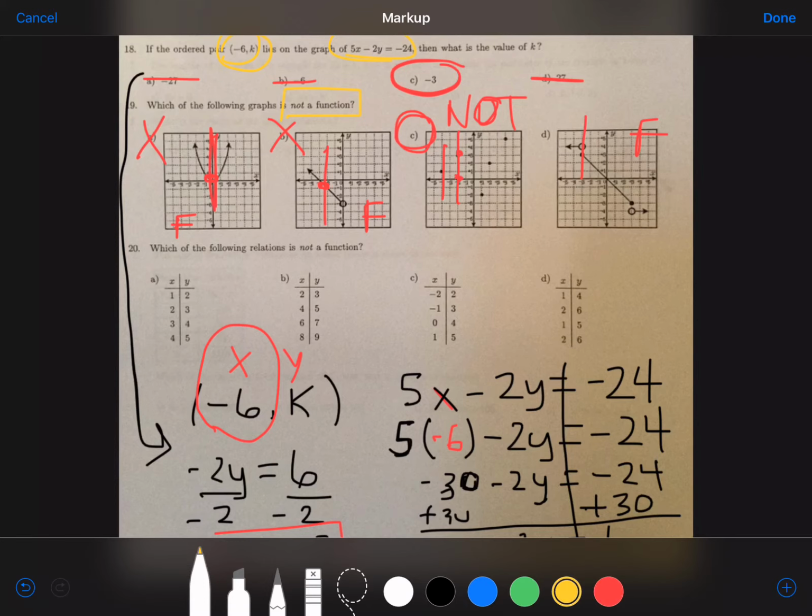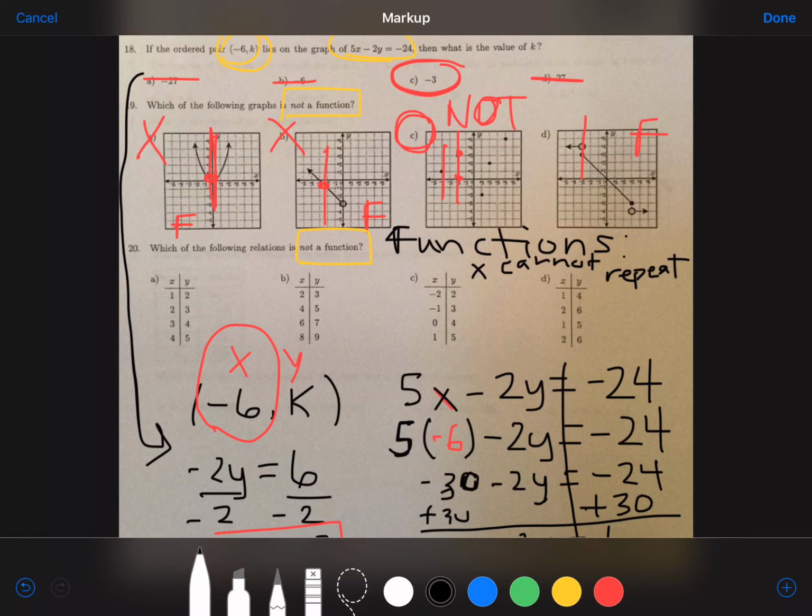And on the last question, number 20. Number 20 says, which of the following relations, and I want you to highlight again, is not a function? We're looking for the one that is not a function. So in this one, we are going to write something down. We have to remember that for functions, and I'm writing on top of the problem, x cannot repeat. X cannot be up there more than once for it to be a function.